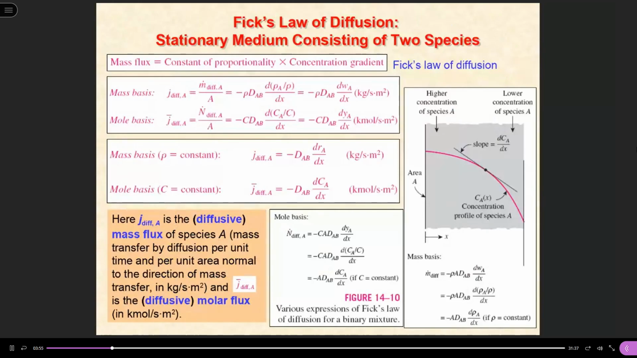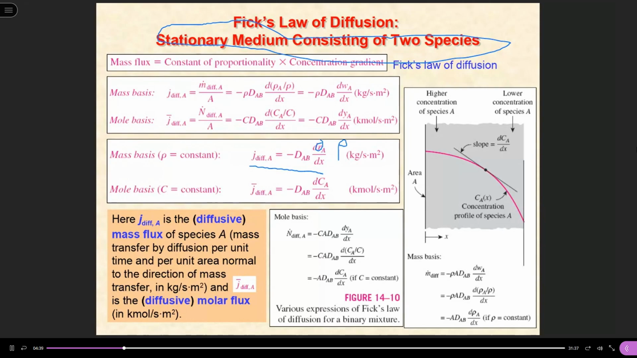Let's first have a look at the so-called stationary medium consisting of two species, the Fick's law of diffusion. I think here in this equation there is nothing unusual. The only thing you can see is that we have two different equations. If we are talking about mass conservation, you see it's all the same. If density is constant, sorry, this is a typo here. This is not R. This should be rho, density. You may take a note. Yeah, this is the density.